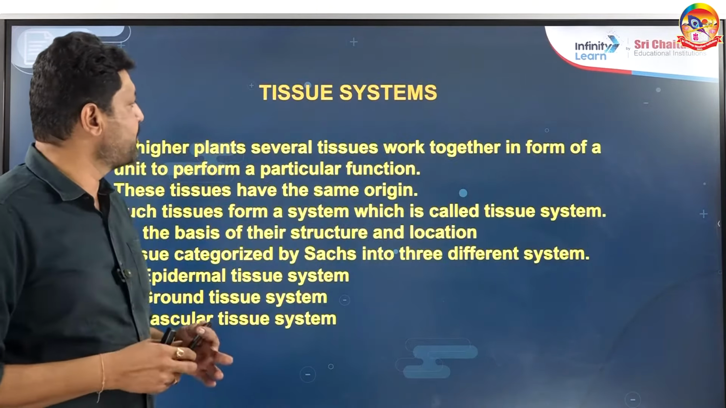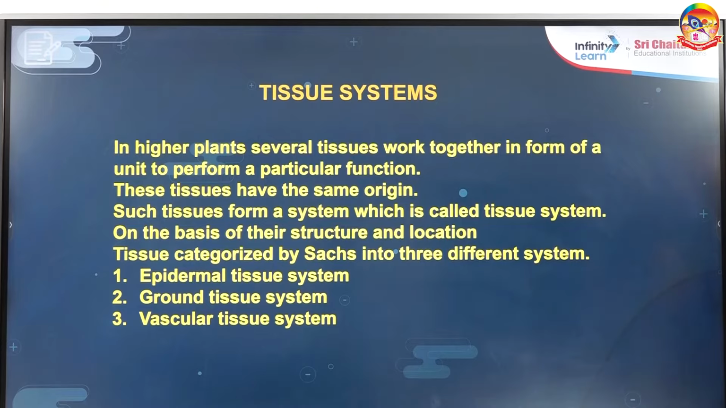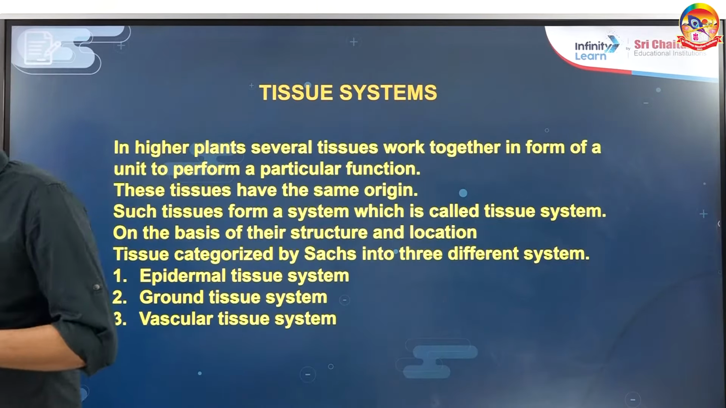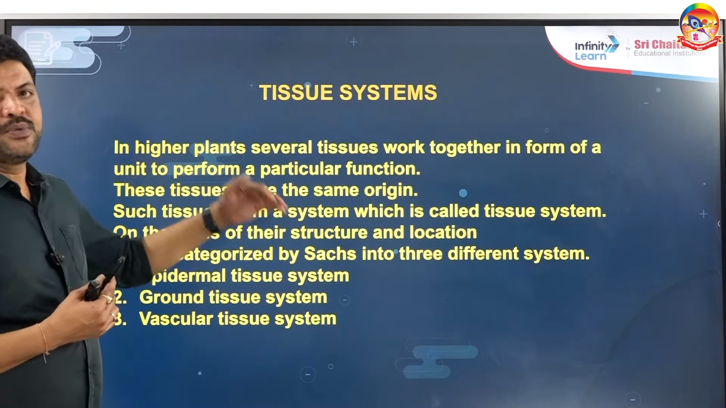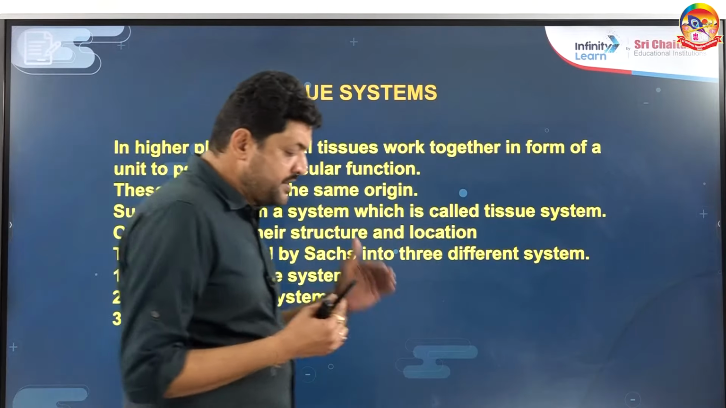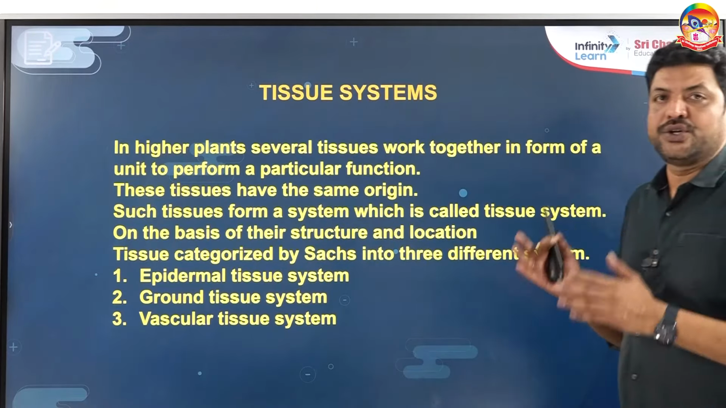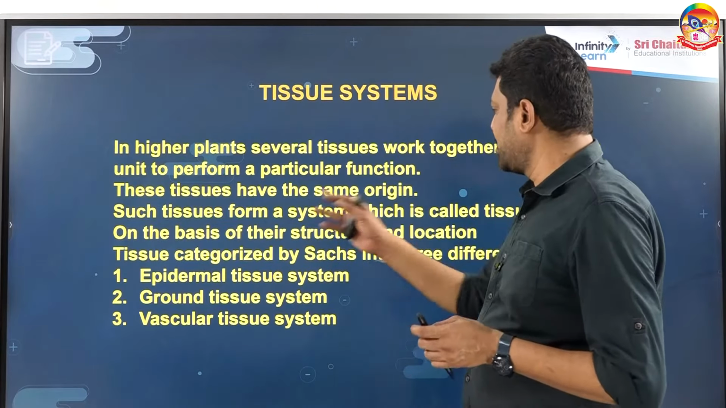And today's other important discussion is tissue systems. In higher plants, several tissues work together in the form of a unit to perform a particular function. These tissues have the same origin. So this is again a PYQ, a previous year question. Which of the following is a must for all cells of a tissue? Options are origin, function, structure and position. So all cells of a tissue must have a common origin.